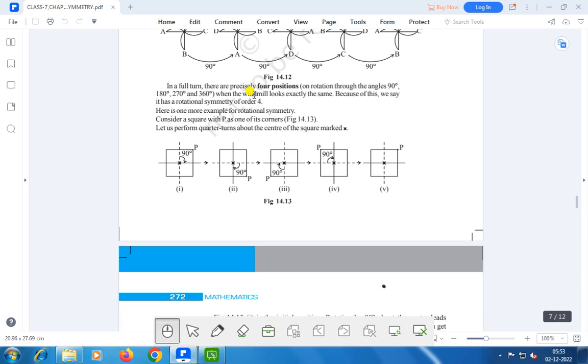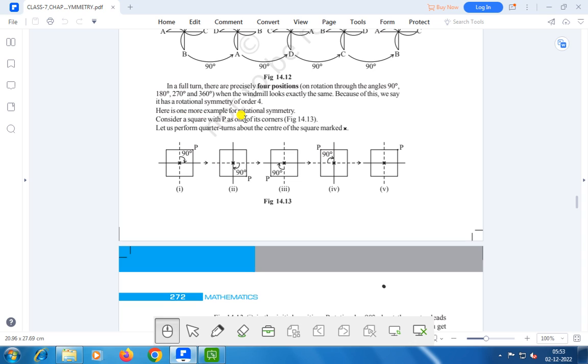In a full turn, there are precisely 4 positions, on rotation through the angles of 90 degrees, 180 degrees, 270 degrees, 360 degrees, when the windmill looks exactly the same. Because of this, we say it has a rotational symmetry of order 4.